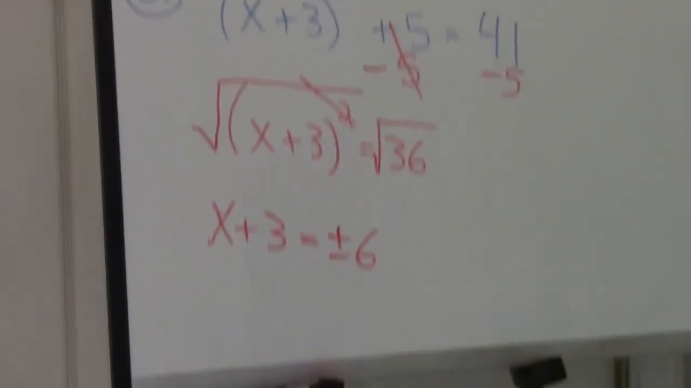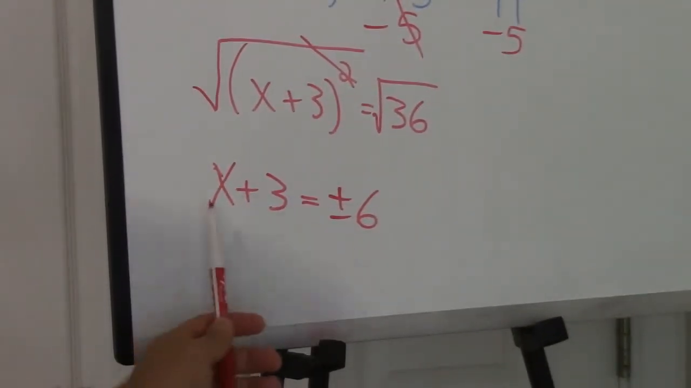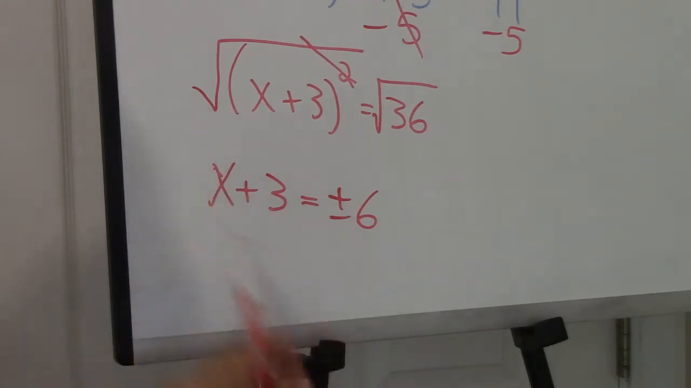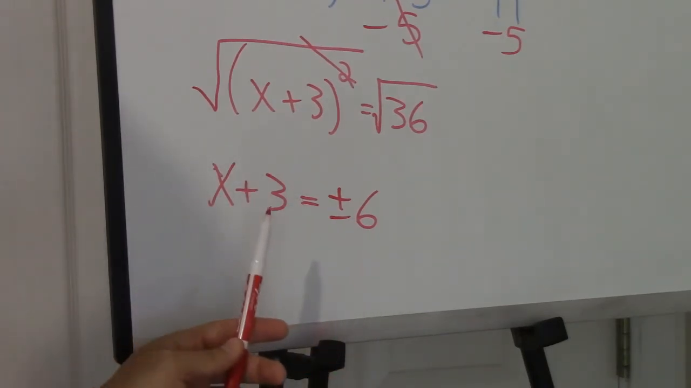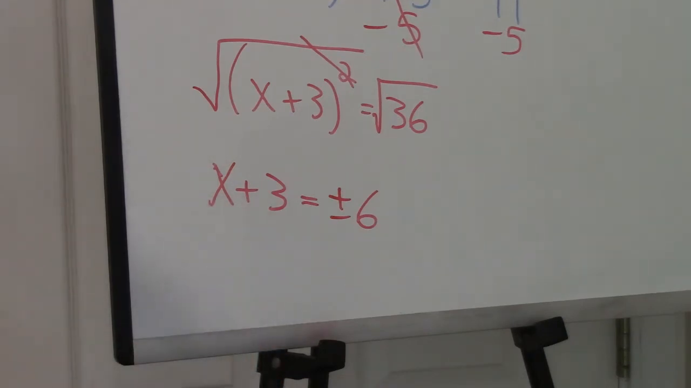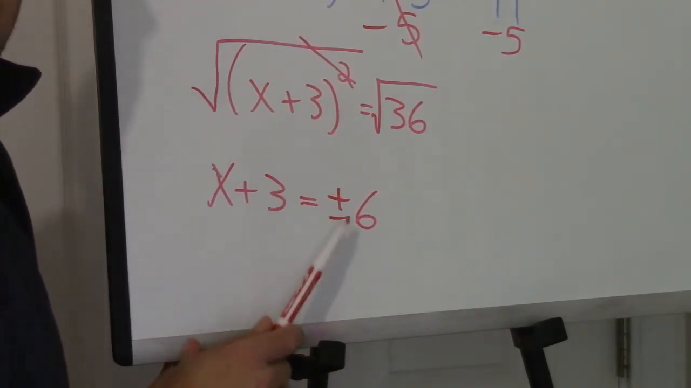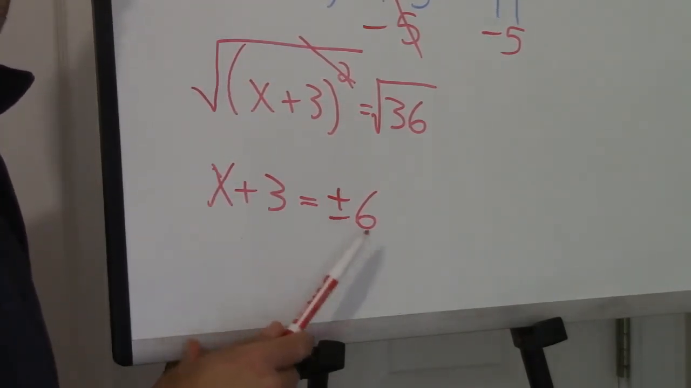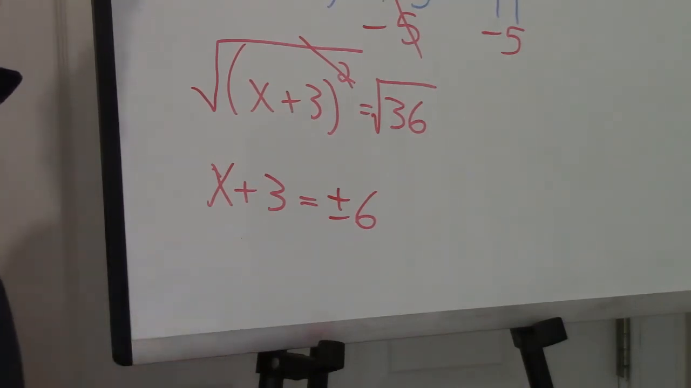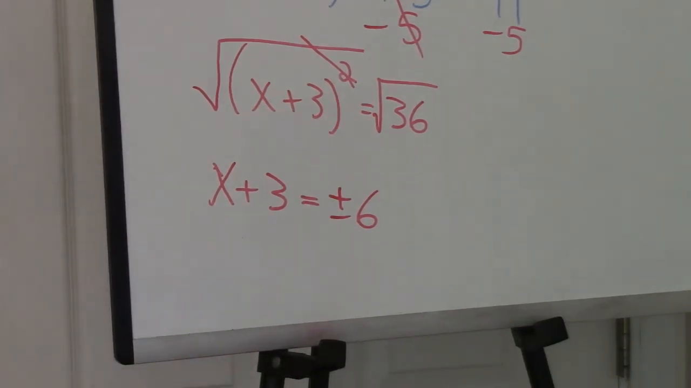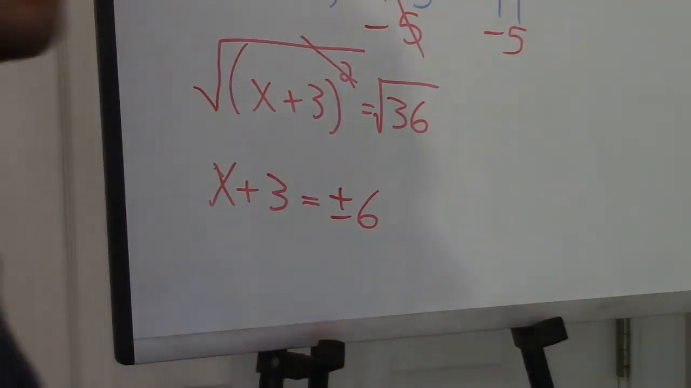Now, I'm not done with this problem. I need x to be isolated. Now that I got rid of everything outside the parentheses, this is what I'm left with. Now I need to undo this plus 3 in order to solve for x. But the problem is that here I have two numbers. I write it, it looks like one number, but because of this symbol, this actually means I have two numbers. So that means I need to split it up into two separate problems. Once you get to this point, you have to split it up into two problems.